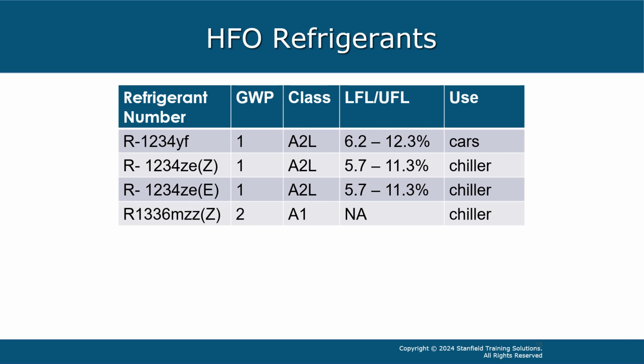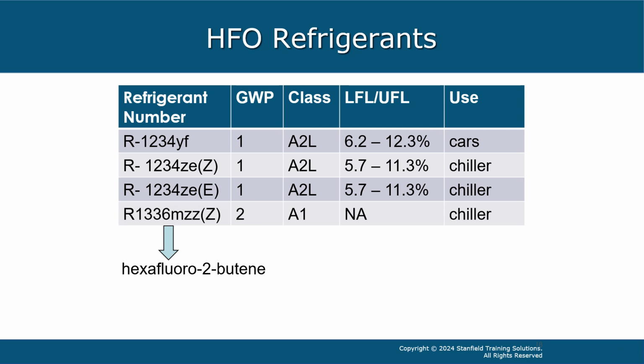And finally, a refrigerant that you've probably not heard a lot about is R1336MZZZ. Yeah, that's a mouthful. If you'd rather, you can call it hexafluoro-2-butene. So the thing that's exciting about this is it's an A1 refrigerant. It has a global warming potential of only 2, and it's a class A1 refrigerant and has no ozone depletion potential. It has no lower flammability limit because it's not flammable.